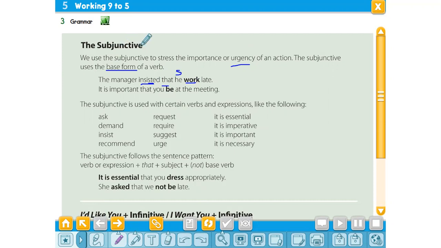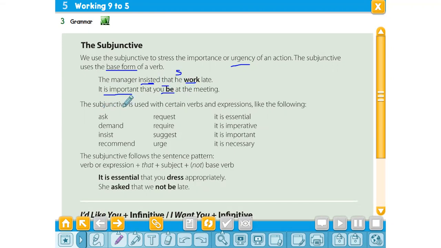Do you understand? It's important that you be at the meeting. You be, I must write you are? No, because this is subjunctive expression. It's important. It's important that plus subject plus base form. You be at the meeting.